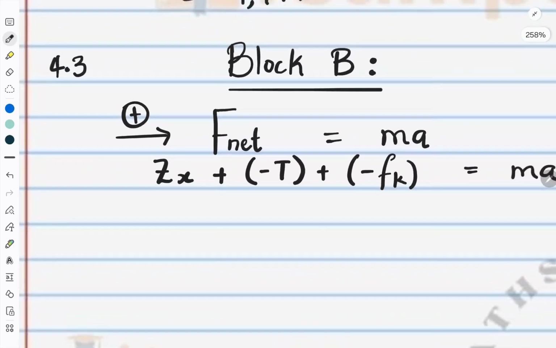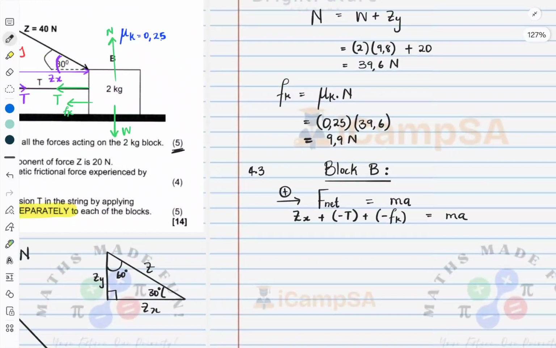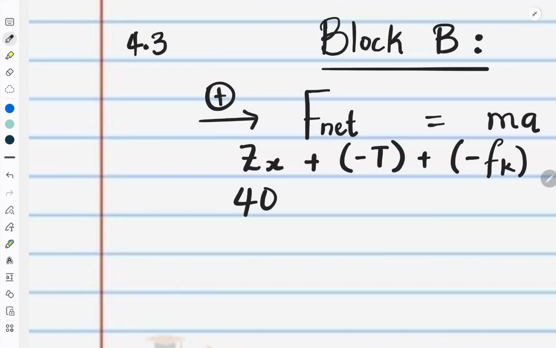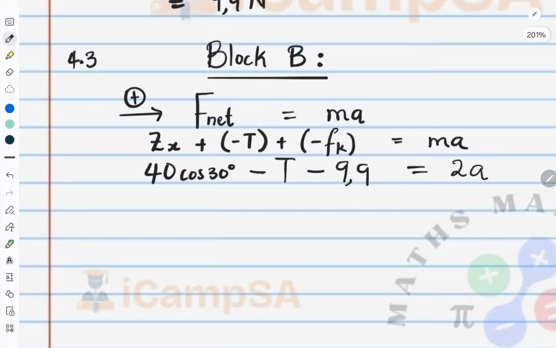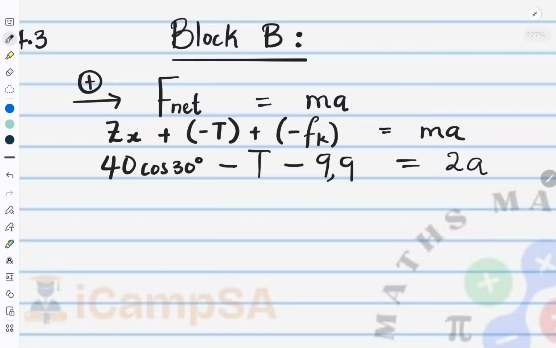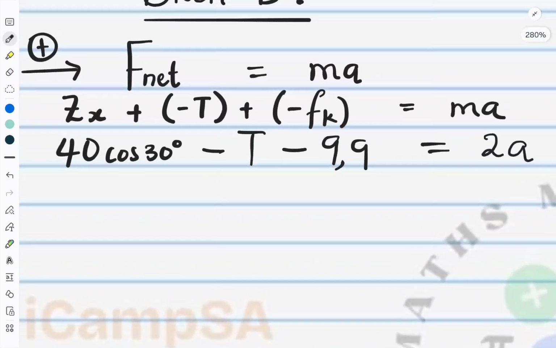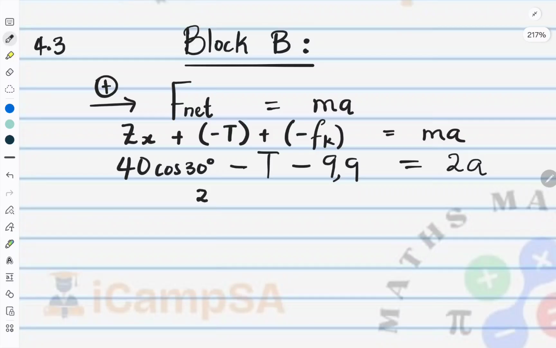It's fine. So Zx is simply 40 cos 30, right? Minus T minus 9.9 is equals to 2A. Good. So yeah, we can take that, and then from here I'll just write the final equation. So this will be 24.74 minus T. This will give you 2A.